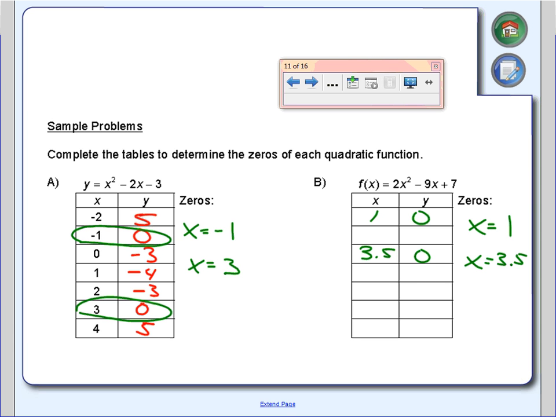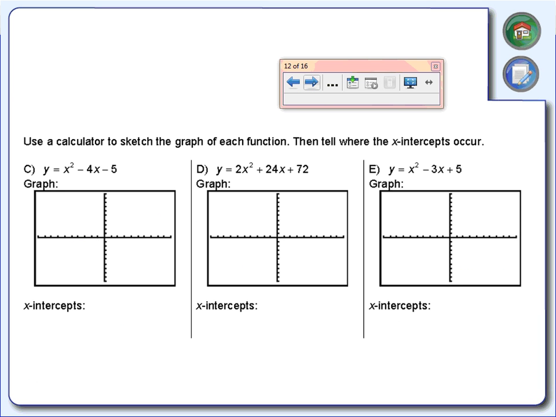Now remember, we can either use that second trace feature in our calculator and ask it to calculate the zero for us, or you can also adjust your window to make it count by tenths, or 5/10 and so on and so on. Okay, so you can also do that. All right, let's go on to the next one here.